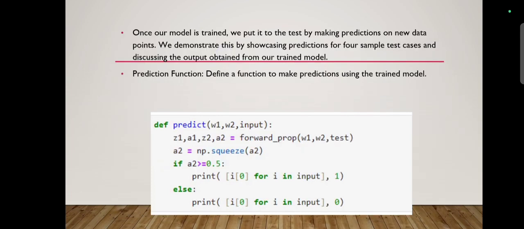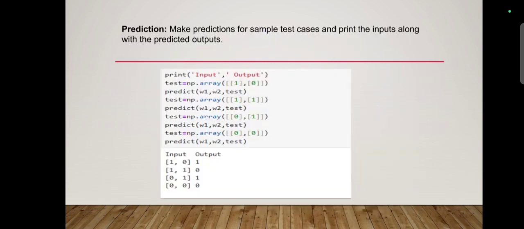We have to predict using the trained model, so we define predict. Our model is trained, so we test by making predictions on new data points, showcasing predictions for our 4 sample test cases in the prediction definition. We make predictions for the sample test cases and print the inputs along with the predicted outputs. We predict the output and test the array using the inputs 1 0 1 1. The inputs are w1 and w2, and we have the outputs.